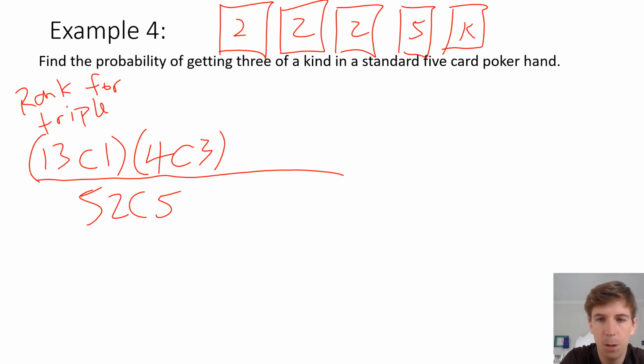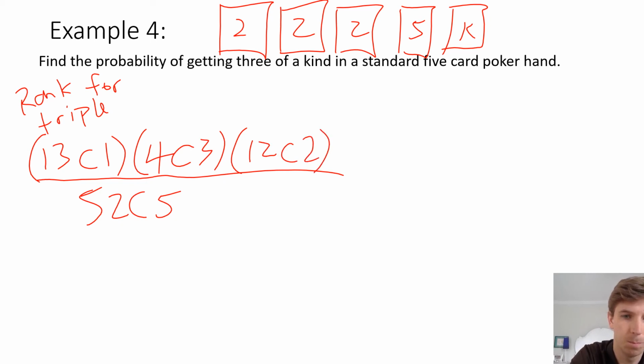So now I got to move on. That handles the triple part. So now we need to move on to these 2 singles. There's 12 remaining. I want to choose 2 of them. 2 different suits. Or sorry, 2 different ranks. All right, so this is the ranks for the singles.